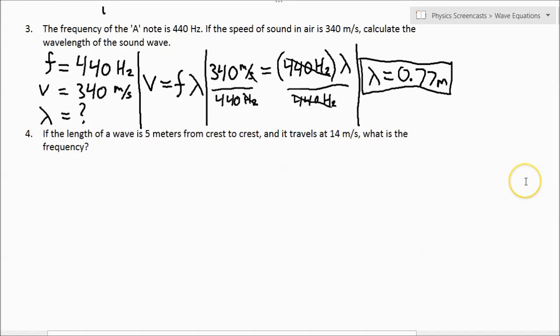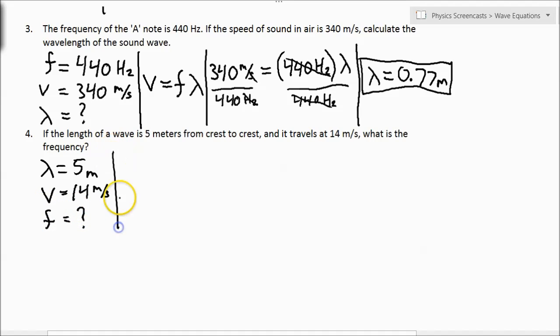Slightly different setup, same basic principle, same equation, but this time we're going to have to find the frequency. It gives us a length of a wave is 5 meters from crest to crest, and it travels at 14 meters per second. What is the frequency? So this time we're given our wavelength from crest to crest is 5 meters. So we use the symbol for wavelength, which is our lambda, travels at 14 meters per second. That is our velocity. And we want to know the frequency, which is our script F, our fancy F for frequency.